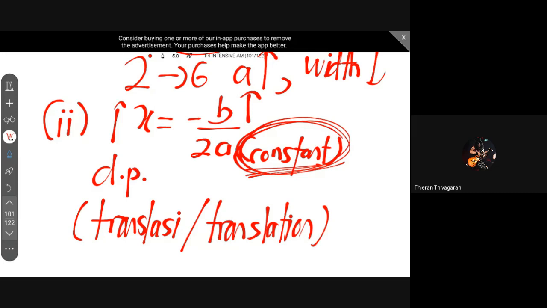Macam tu. Okay, maksudnya kamu gerak persamaan paksi simetri kamu lah. You are moving the axis of symmetry, right or left. Okay, can you understand guys? Boleh faham yang ni? Macam mana konsep dia?